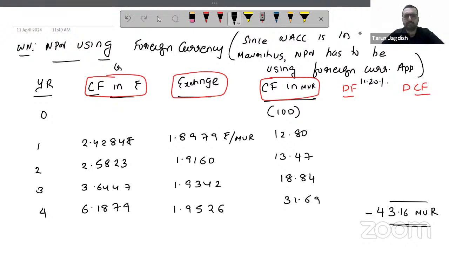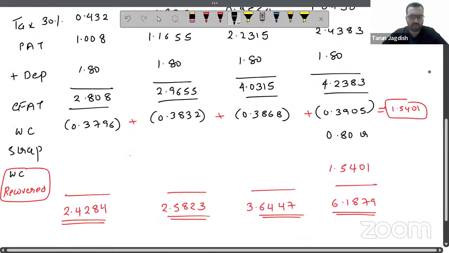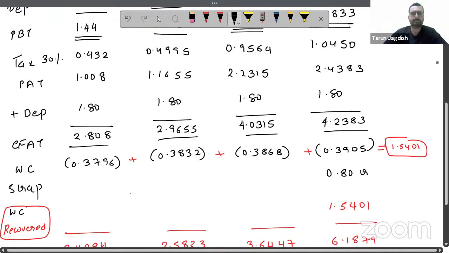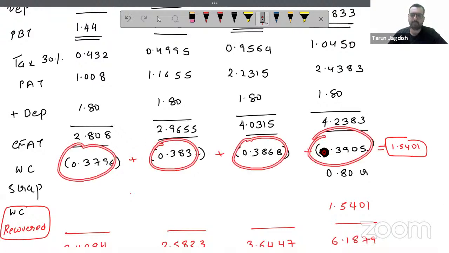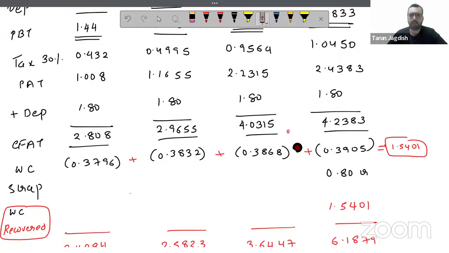Yeah, tell me. Sir, I have a doubt in that working capital recovery part. In each year we are considering the additional working capital, correct? Can you please explain the logic of how it is an inflow in the last year?